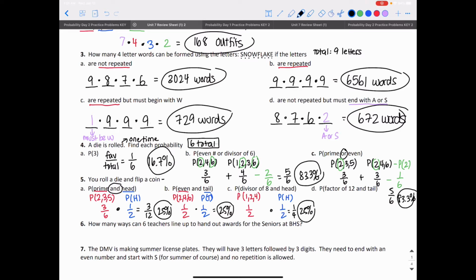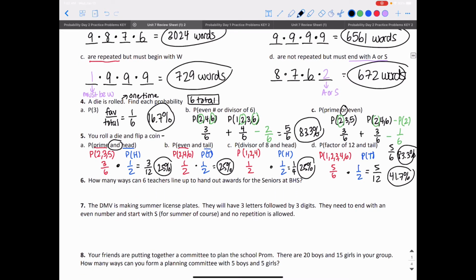And then for the last one, I have the probability of getting a factor of 12. The options are 1, 2, 3, 4, and 6. So that's 5/6. And then the probability of getting tails is 1/2. So I'm going to multiply these two things together. I'm going to get 5 over 12, which gives me about 41.7%. Then for 6, I have, how many ways can 6 teachers line up to hand out awards for the seniors at BHS?